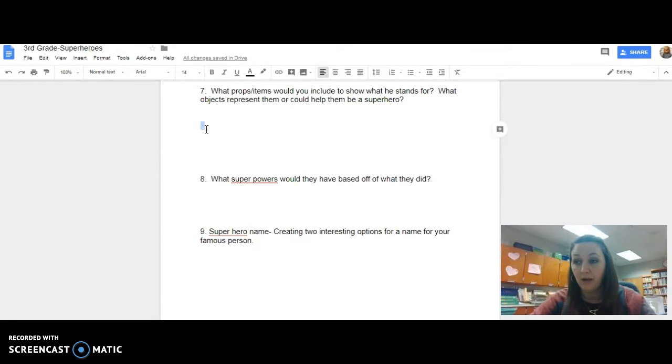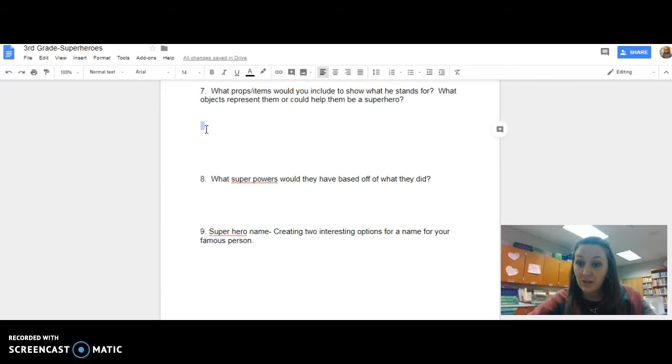So if you had Martin Luther King Jr. and he is fighting for civil rights, make sure that the things that you're thinking of for props or items or the powers that he has would go along with something that would actually help get civil rights for all people. Okay, so question 7 is about what props or items you would want.